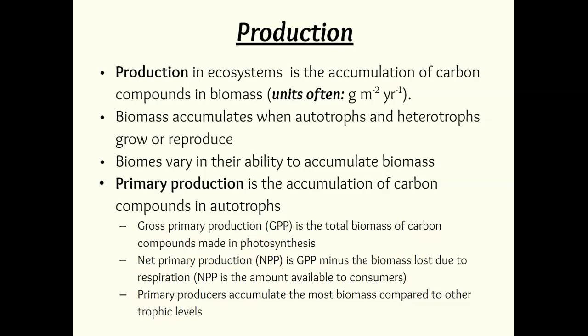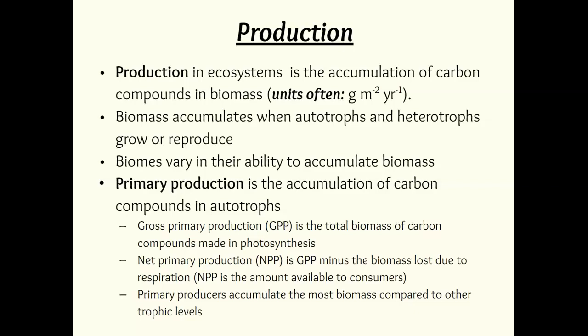Primary production is specifically the accumulation of these carbon compounds as biomass in the autotrophs, or in the producers. Gross primary production, or GPP, is the total biomass that's made from photosynthesis. But then some of that gets used by the actual producer itself. So the net primary production, or NPP, is going to be the gross primary production, how much energy is made in photosynthesis, minus the biomass that is lost due to cellular respiration, because they already used a lot of that for themselves. Therefore, the net primary production is the amount that is available to the consumers at the next trophic level.